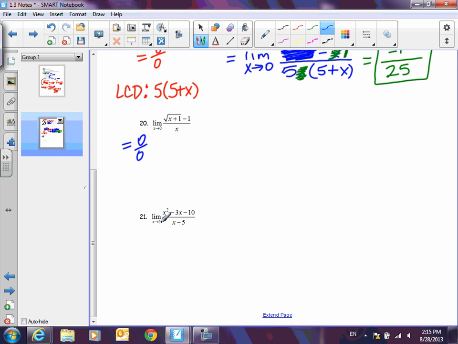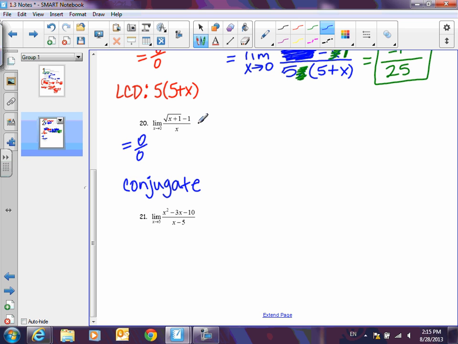All right, so 0 over 0. Can I factor this? No. Can I do least common denominator on this? Does it look like number 19? No. This, though, has a square root. When you see a square root, you need to be thinking this word: conjugate. Have you heard of this word before? Yes. Good memories? Bad memories? Okay.